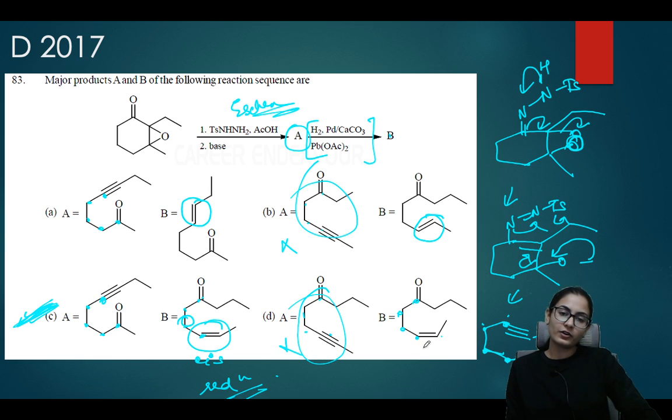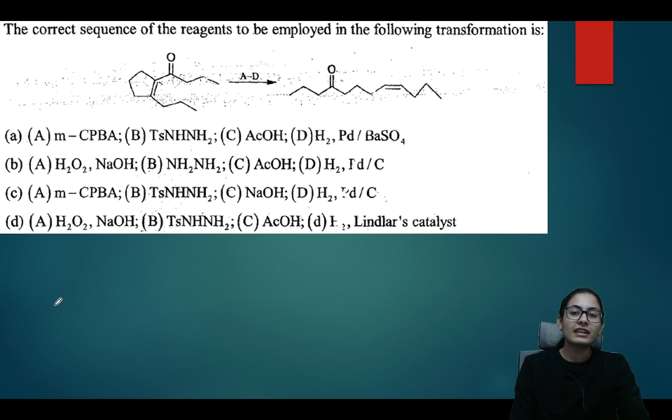Yes, you have these functional groups separated by 4 carbons, but your answer is option number C. Okay, so this was a very easy reaction mechanism, and I hope that all of you did understand. And right now, guys, we have one more very good question.